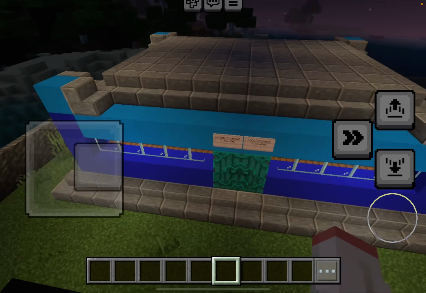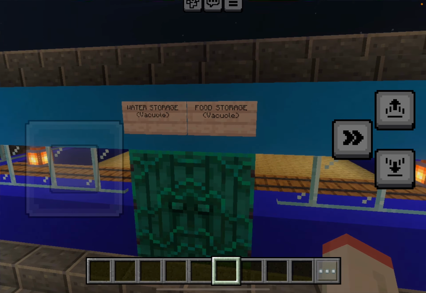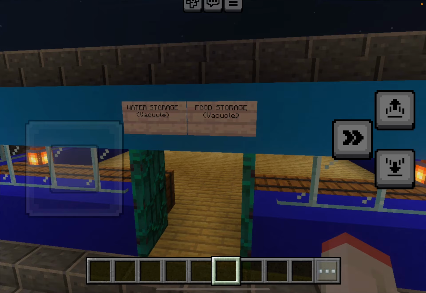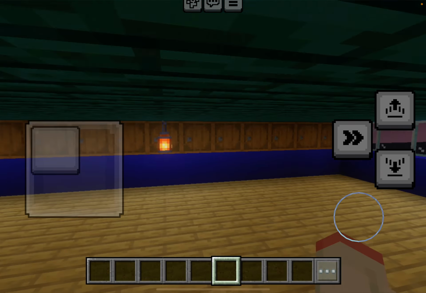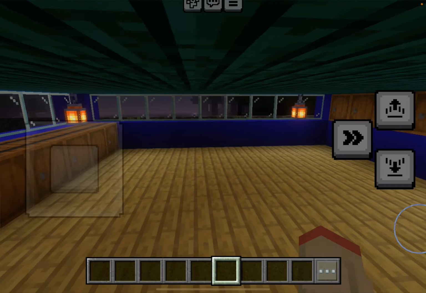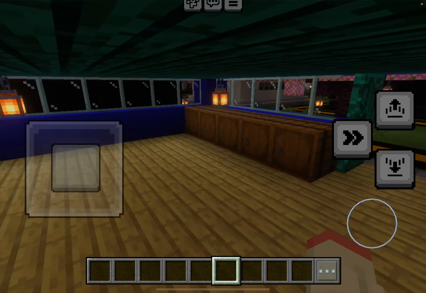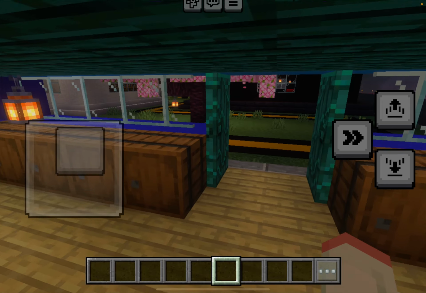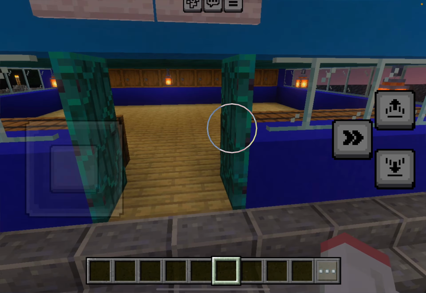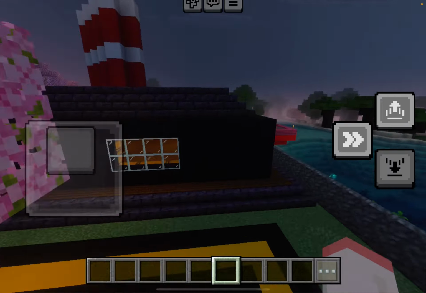Right here's the storage area or the vacuole. An example would be like a giant storage area or a store. Not really sure if it would be a store, but maybe like a giant storage area, one of those storage places.